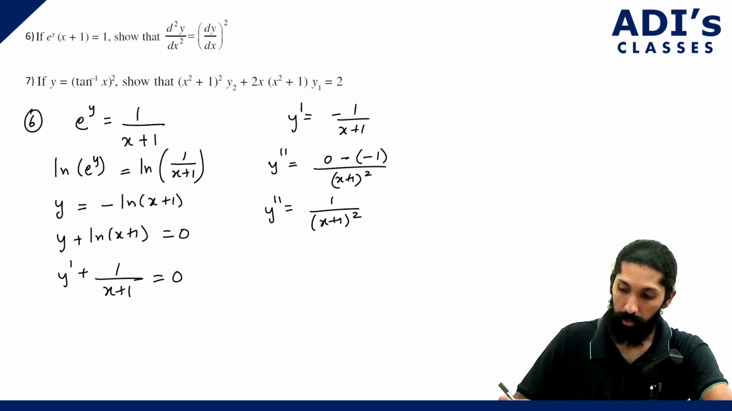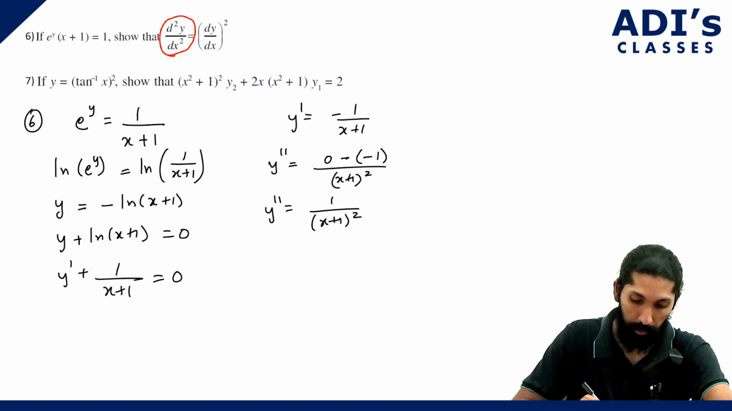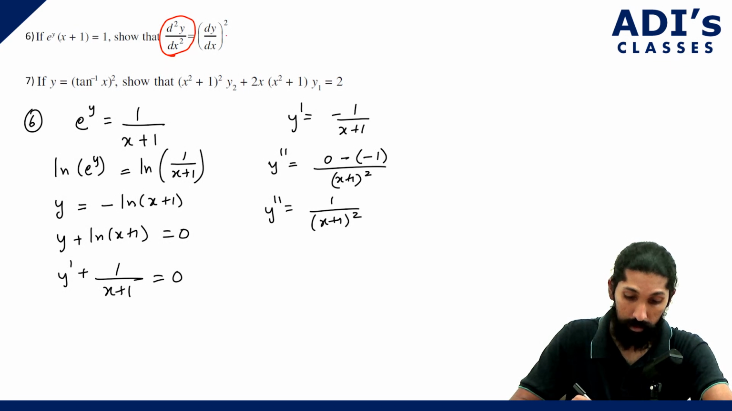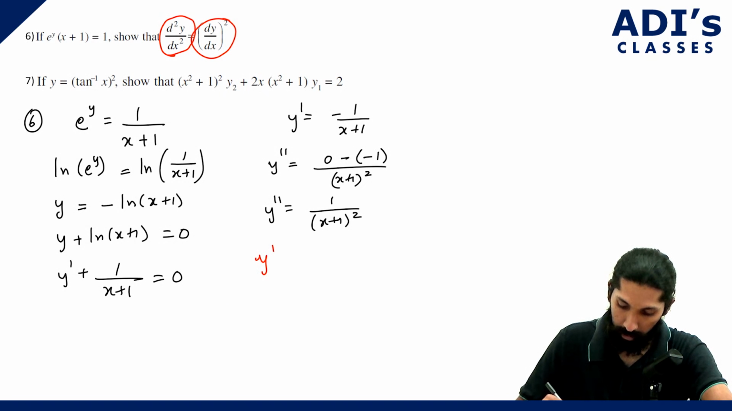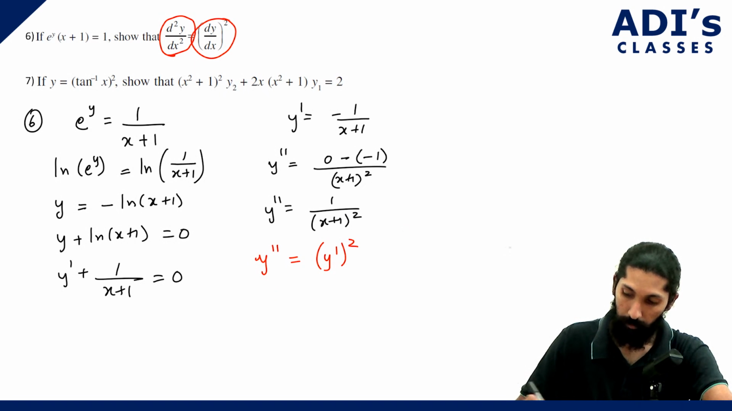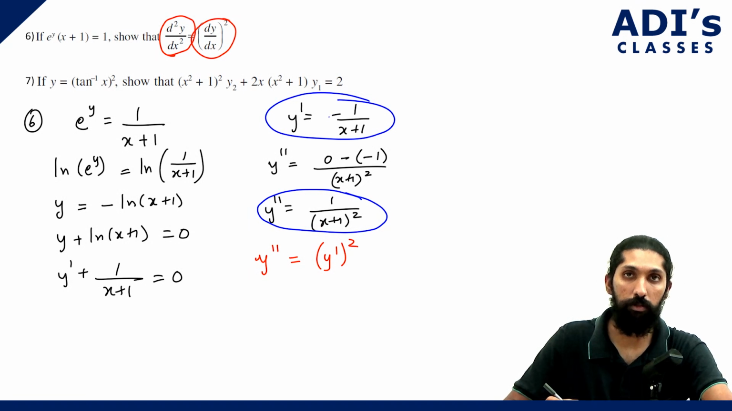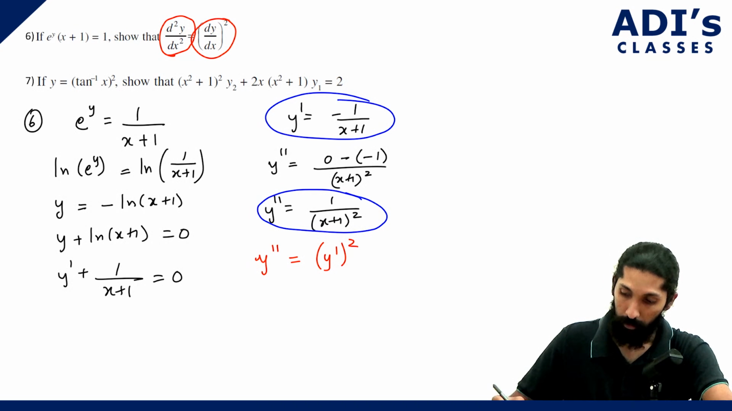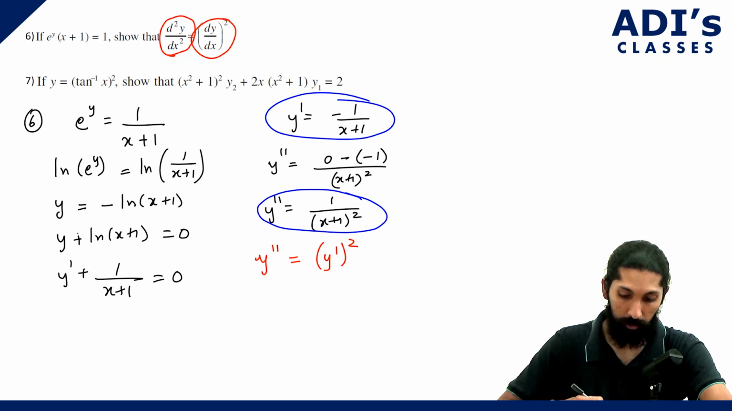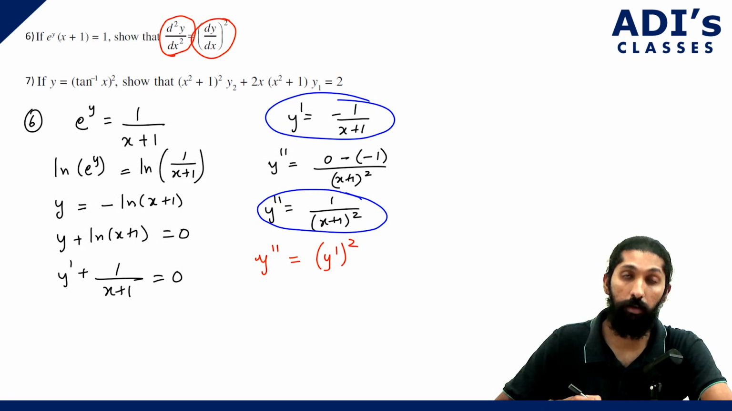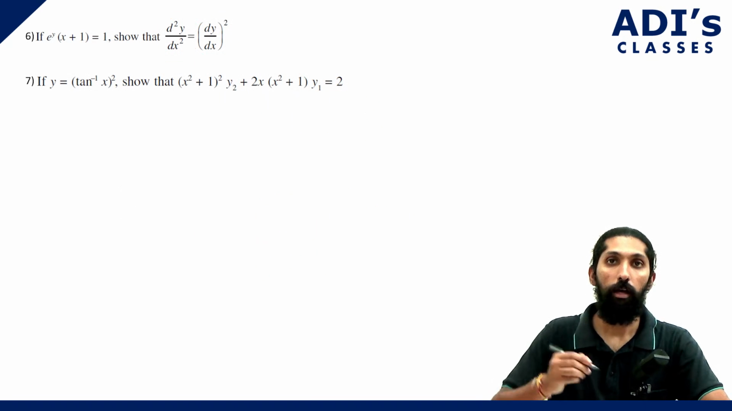Now look at this one, d square y by dx square is dy by dx whole square. Don't you think so? Y double dash is equal to y dash whole square, because look at this, this is y double dash, this is y dash. Y double dash is y dash whole square, isn't it? So we got the answer for the sixth one. Alright, now let's do the last one. Let's solve the last one now.